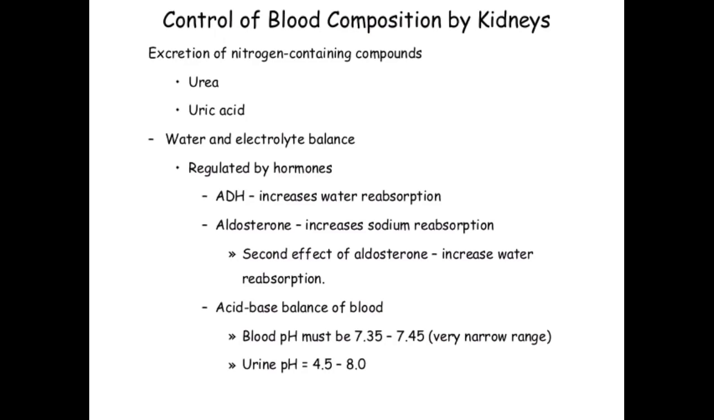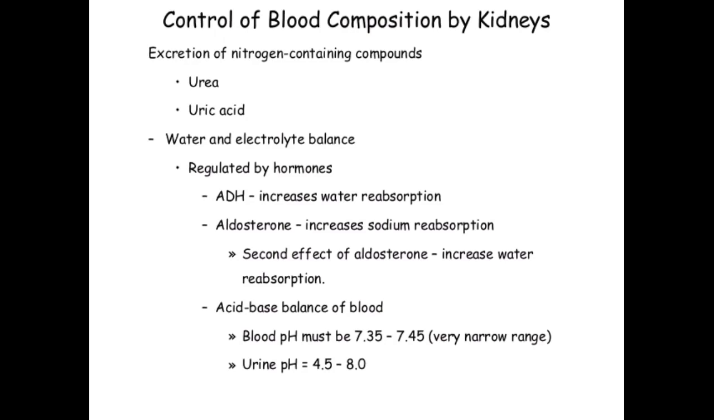Now see the control of blood composition by the kidney. The kidney plays two roles in our body. First is the elimination of waste in the form of urine, and second is osmoregulation. Osmoregulation means maintaining the equilibrium of solutes and solvent in our body, and through that it maintains homeostasis, that is the internal equilibrium of our body.